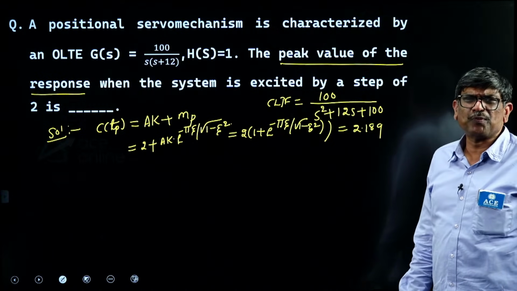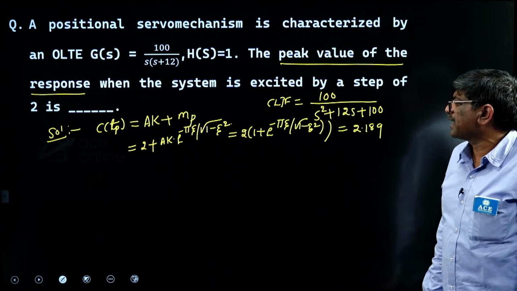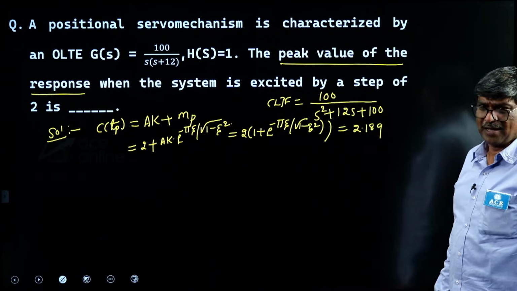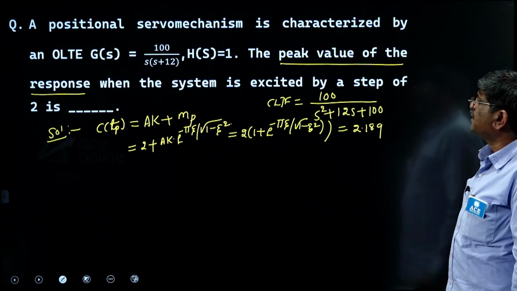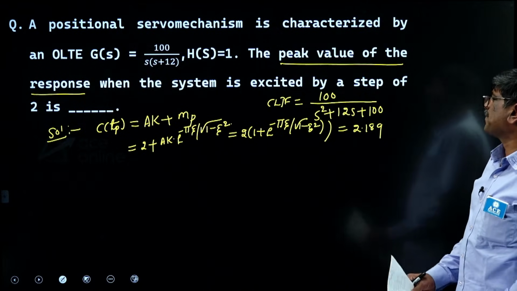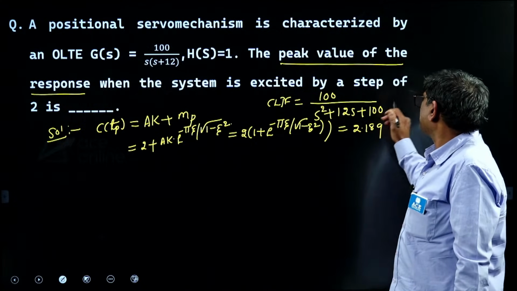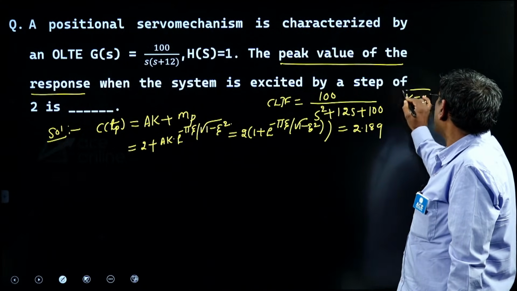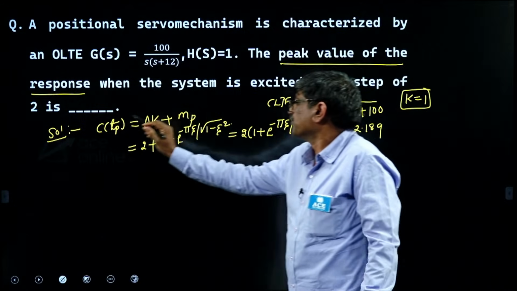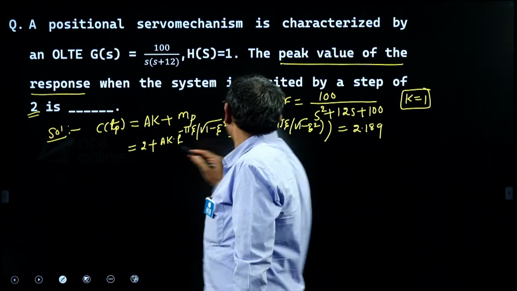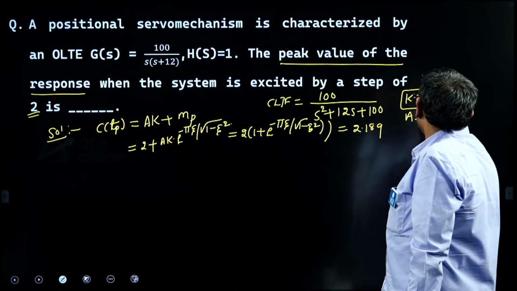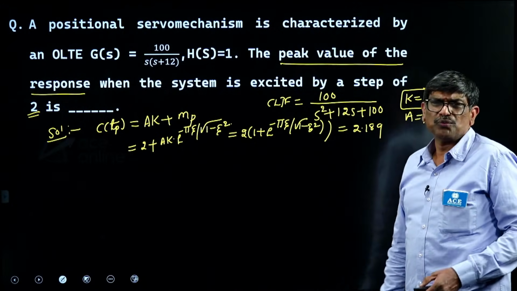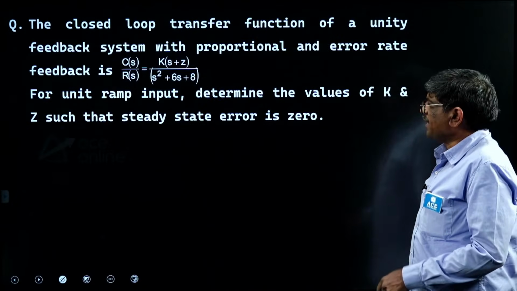Peak value of the response means not the peak time. It is AK plus MP. Right. A is called the amplitude of input. System gain is 1, numerator constant by denominator constant. K is 1. A is the step input amplitude, 2 means A equal to 2. That's why AK we taken 2. Okay? Next question.